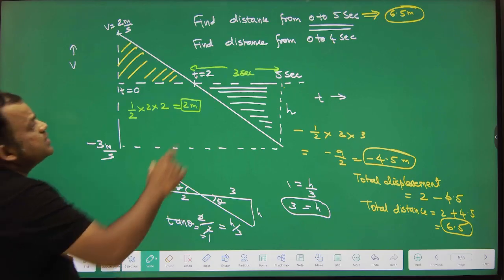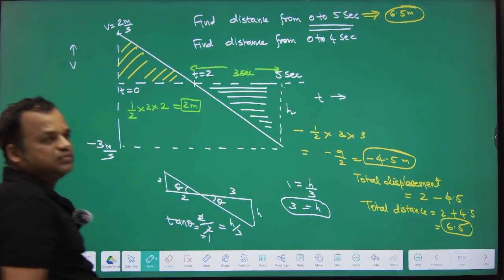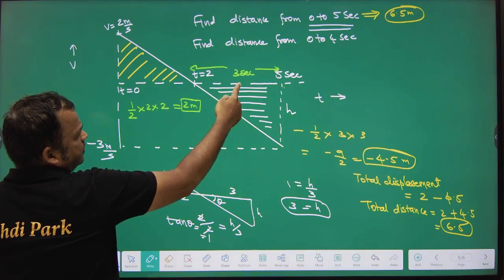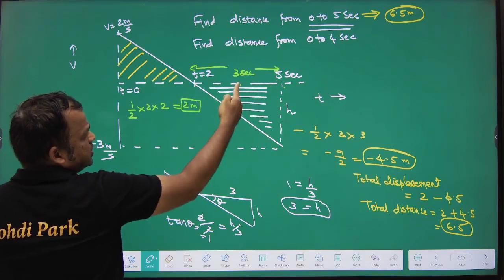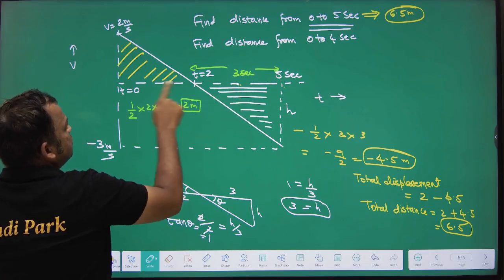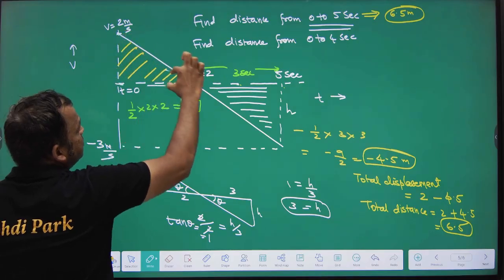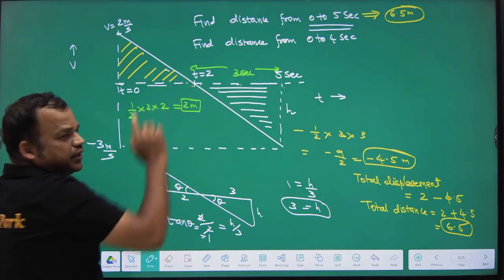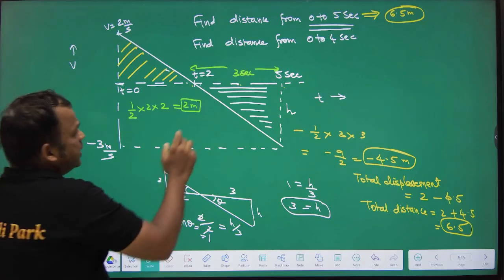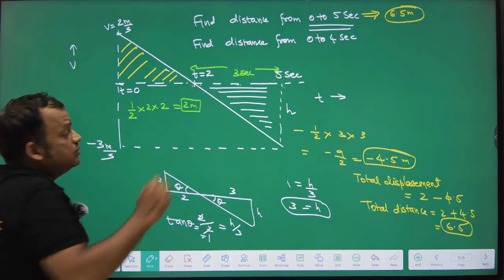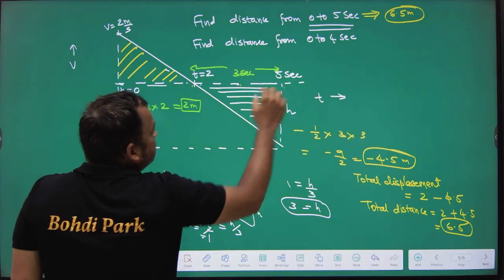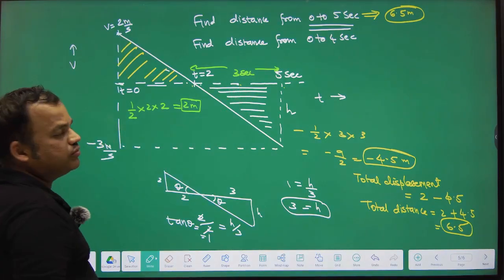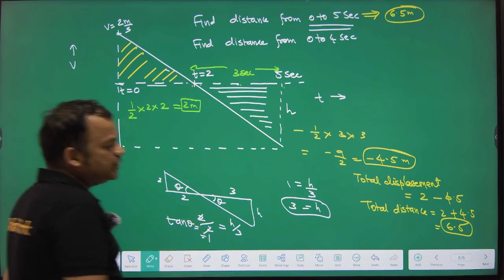How to find distance from 0 to 4 seconds? Let's talk about this. So when 4 seconds is there, 4 seconds will be here. It will be between 2 to 5. So 0 to 2 will be same, the area will be same. 2 to 4, the area will be different. For 2 to 5, you have to consider this area. So 2 to 4, you have to consider less area. So how much area you have to consider for 2 to 4? Let's draw another diagram for that.